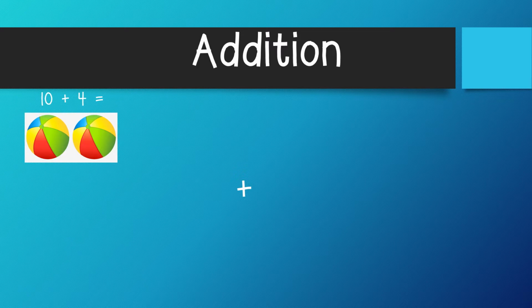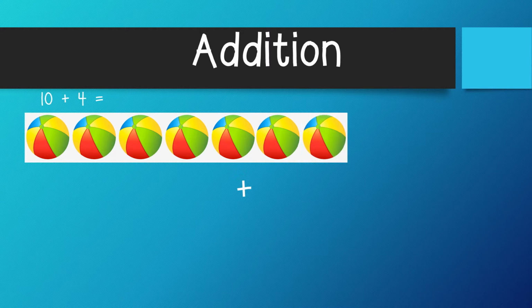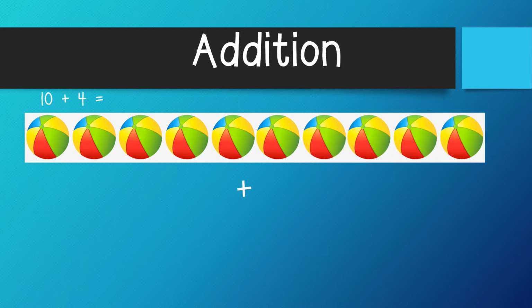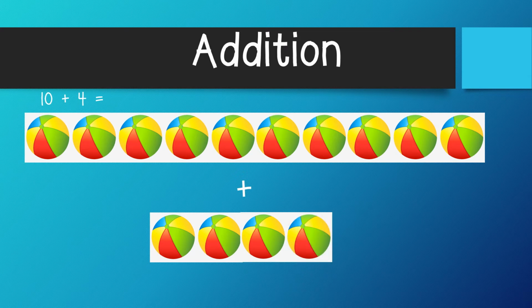1, 2, 3, 4, 5, 6, 7, 8, 9, 10. Now here's our plus sign and I need to draw 4 more balls. 1, 2, 3, 4. And now for our final step, we have to count all of these balls together, and that is how we are going to get our answer.